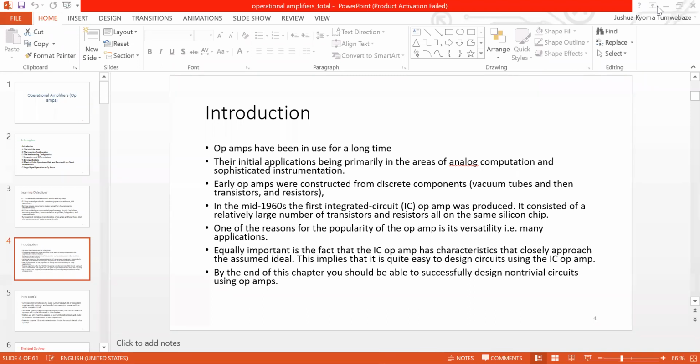Another thing is that an op amp is a popular device because of its versatility. That means we can derive very many applications using an op amp in an electronic circuit. We'll look at some, but the rest will be left to you.